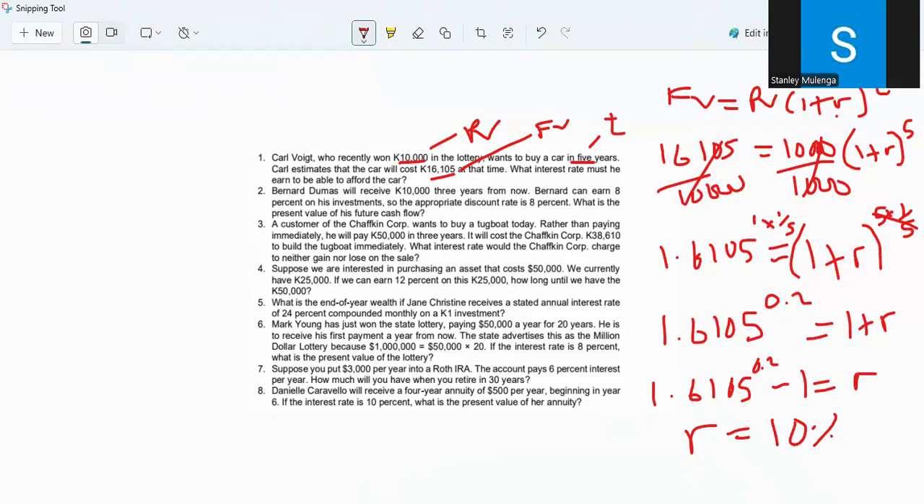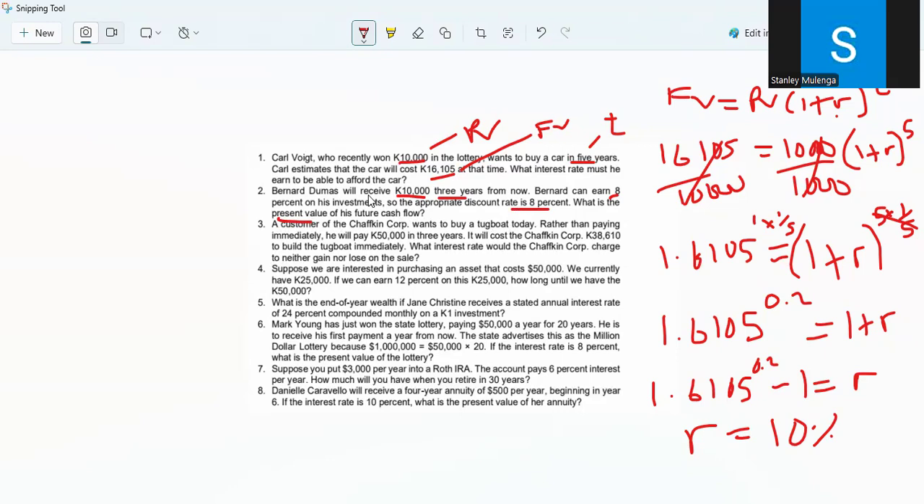So you just need to understand the operations of mathematics at that point. Okay. So we get our 10%. Okay, who wants to try the second question? What are we given? Question number 2. BD will receive 10,000 in 3 years from now. B can earn 8% on his investments so that his appropriate discount rate is 8%. What is the present value of the future cash outflows?